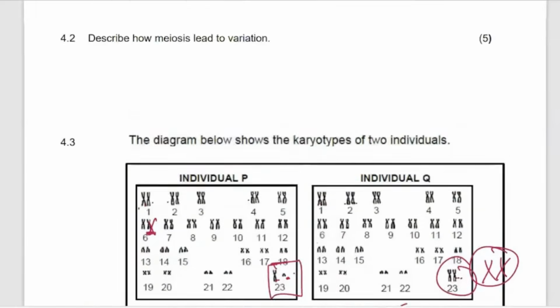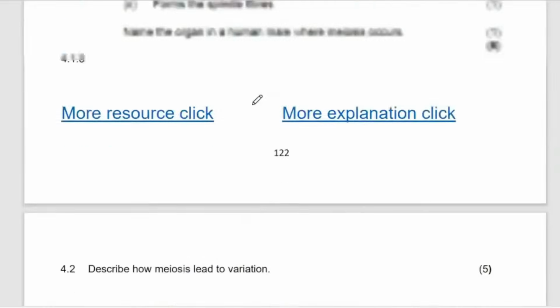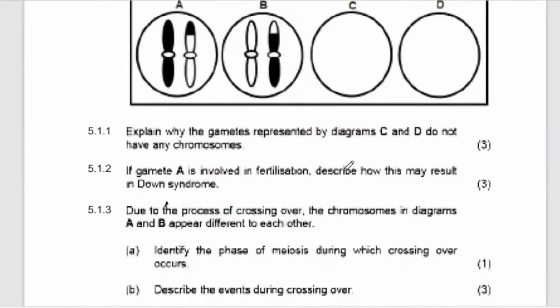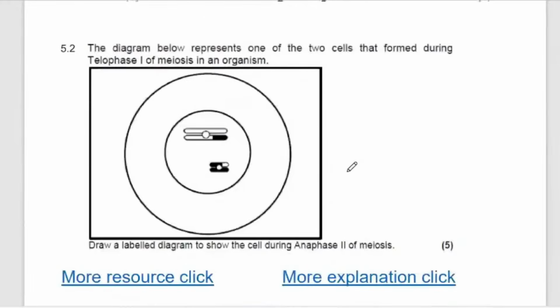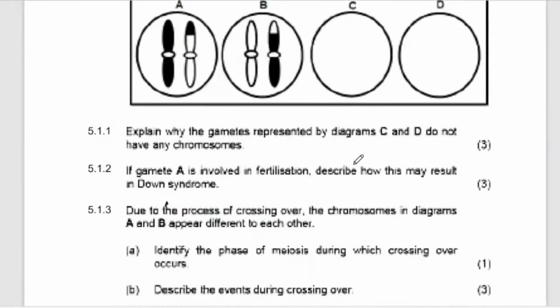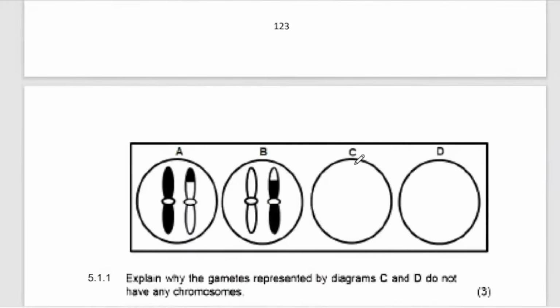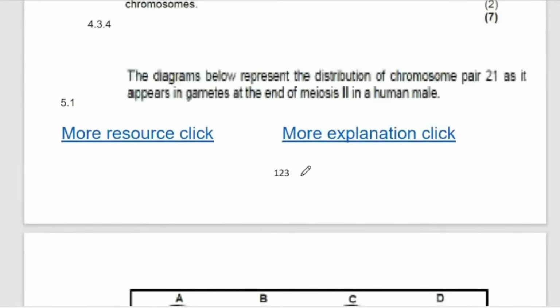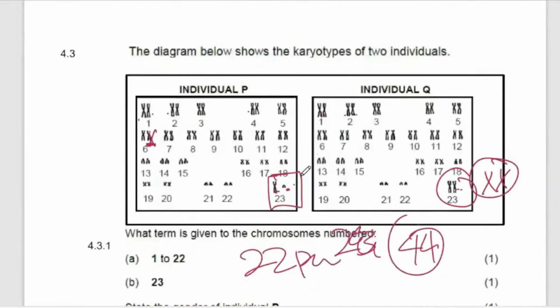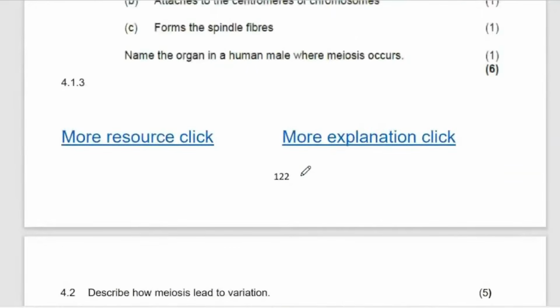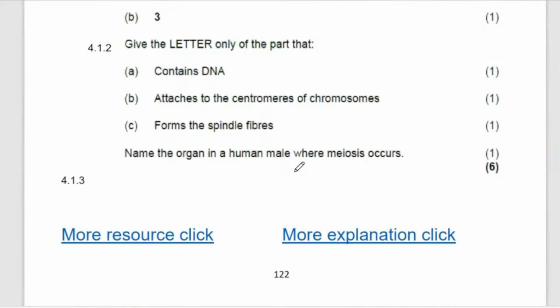Yes, that's number 2. That's where people fail. Number 3, non-disjunction. You see this? This is a non-disjunction question. Whereby when they ask you which phase is it, it is anaphase. It could be anaphase 1 or anaphase 2, but looking at the diagram, you can identify whether it's anaphase 1 or anaphase 2. Describe Down syndrome. How does non-disjunction lead to Down syndrome? Guys, you just talk about what is extra.